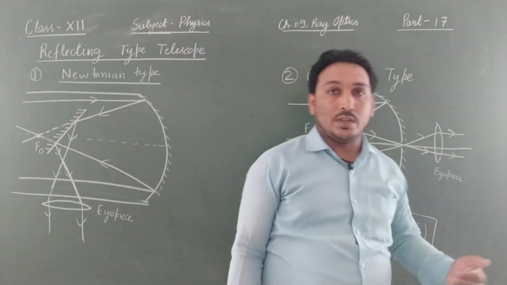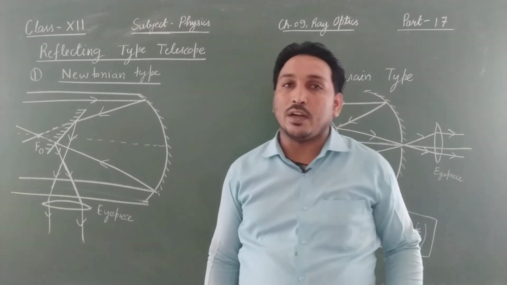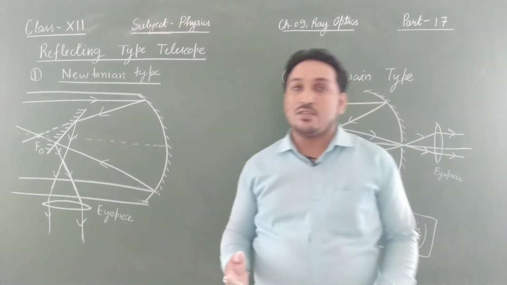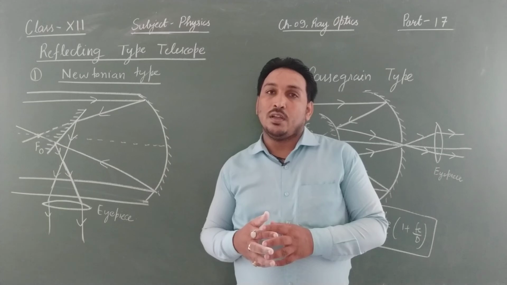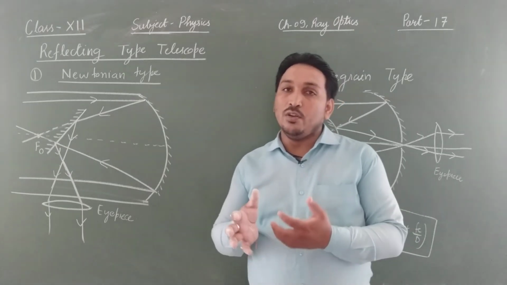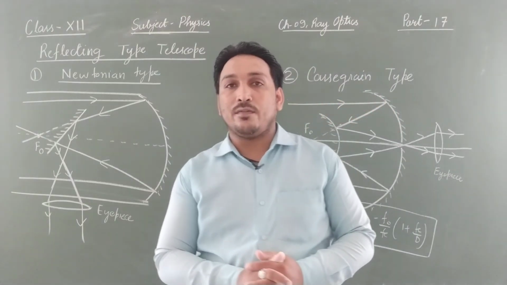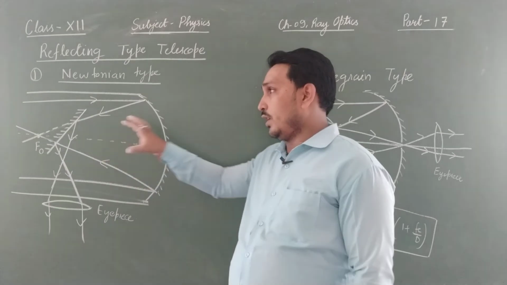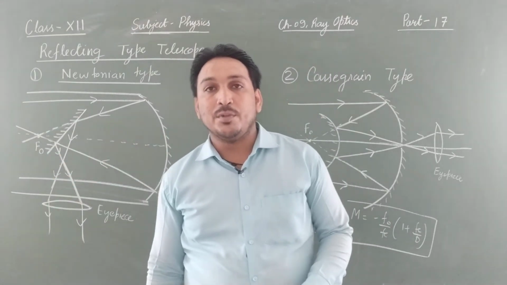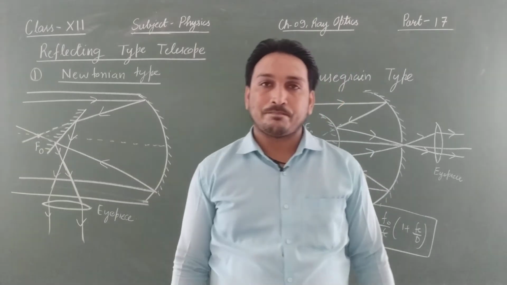Now, reflecting type telescopes are preferred over refracting type telescopes. There are a few reasons for that. The first reason: in reflecting type telescopes the image is brighter, because in a refracting telescope we lose some of the energy, the intensity of the light, in refraction. While in reflection, all the intensity of light we get will be reflected, and that's why the image formed in the reflecting type telescope is brighter.